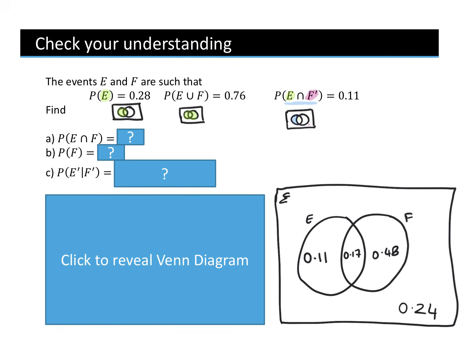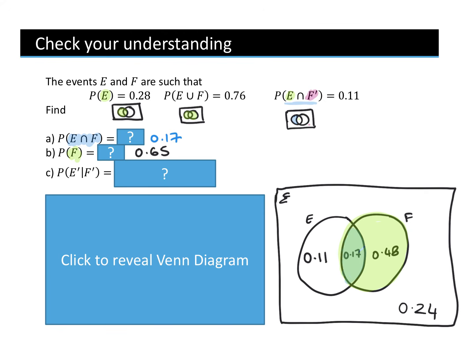So question 1 says the probability of E intersection F. We know it's this part here, which is 0.17. The next probability just wants F. We know the probability of F is this whole circle here. If we add them together, we're going to get 0.65.